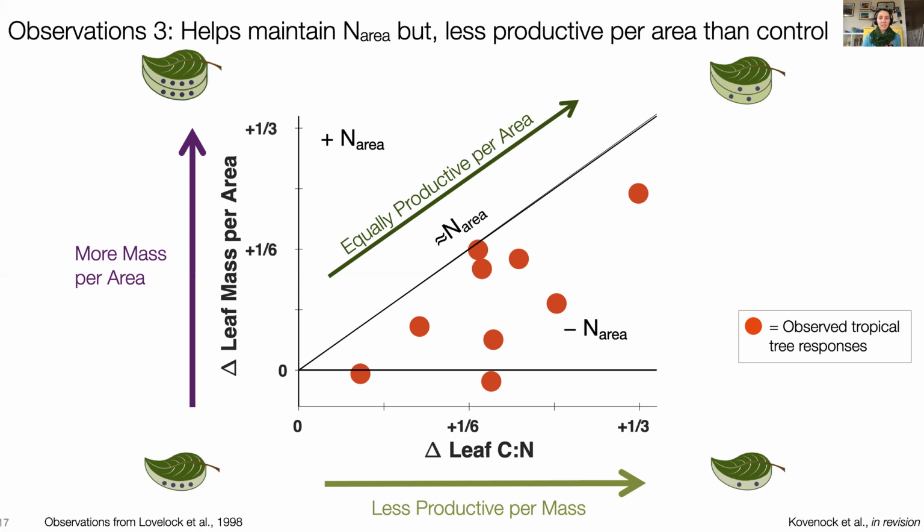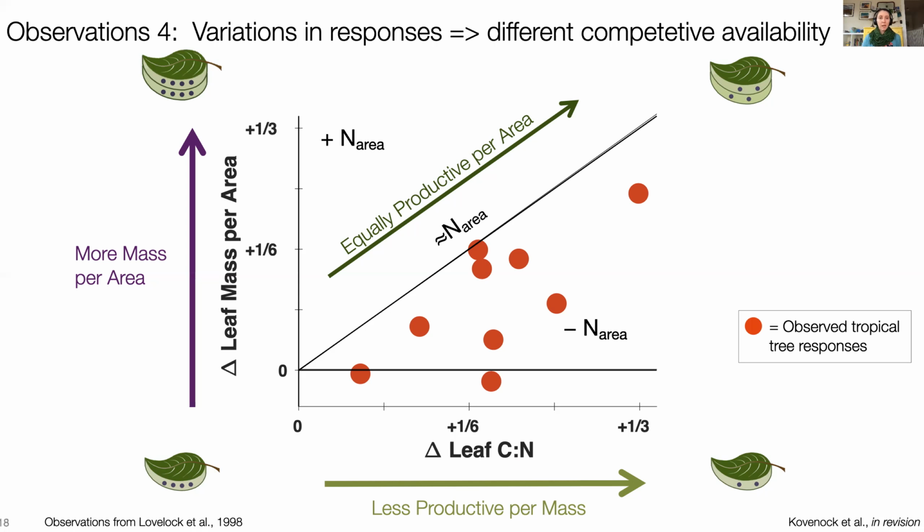Observation number 3 is that this helps them maintain nitrogen per area. It compensates, but they're less productive per area than the control plant, which would occur at the origin. And observation number 4, variations in the responses could lead to different differential competitive ability.